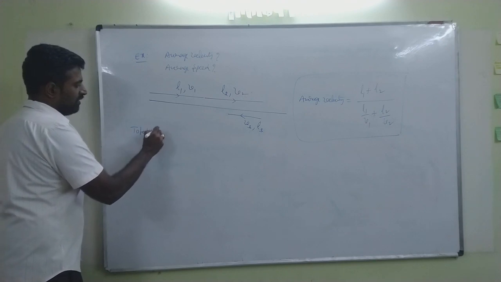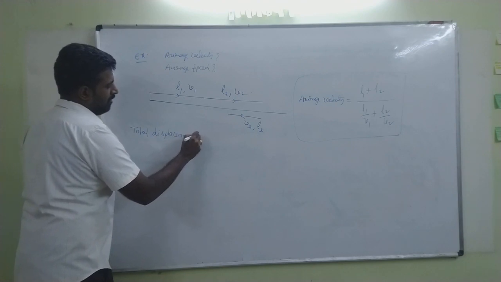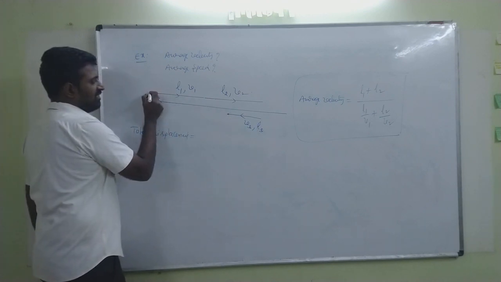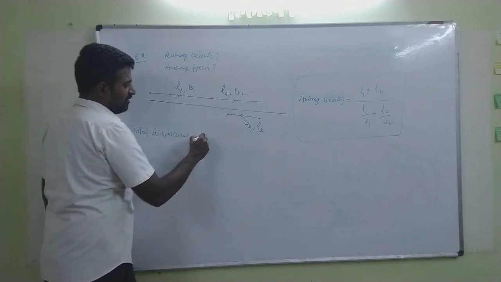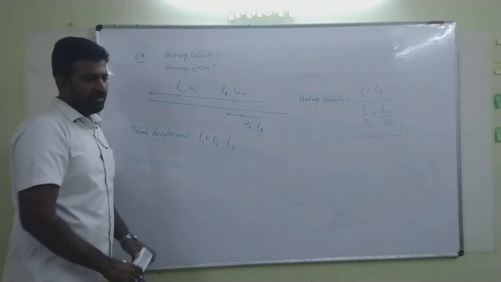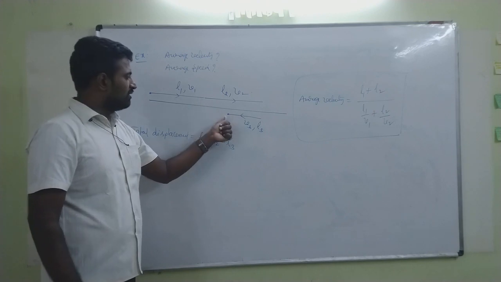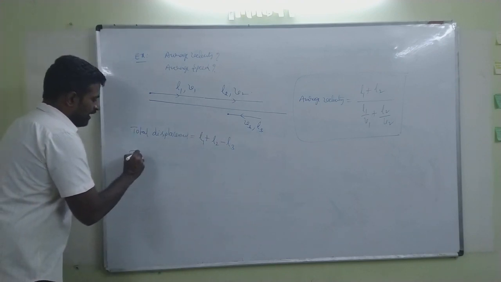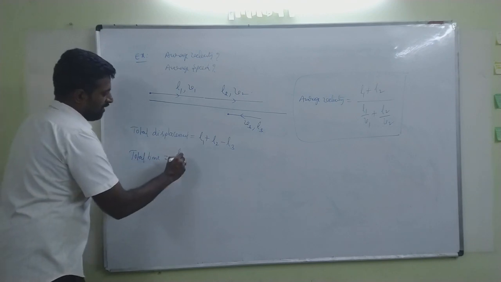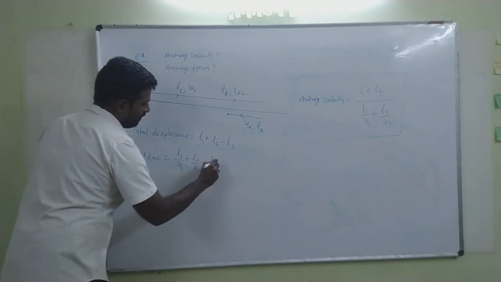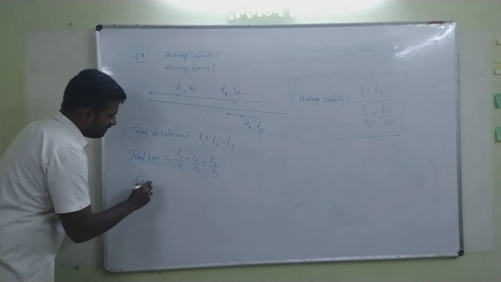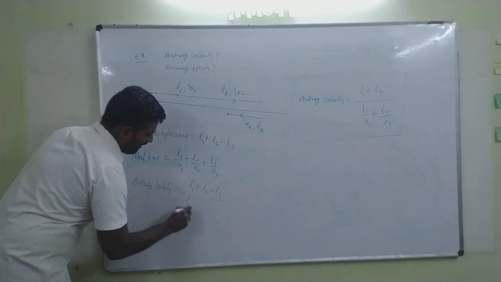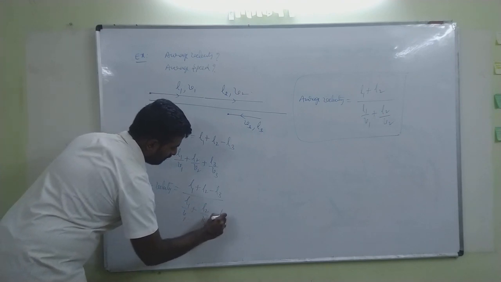To find out the average velocity, you need to find out total displacement. How much will be total displacement? L1 and L2 are in forward direction, L3 is in backward direction. Final position minus initial position will give you displacement, which will be L1 plus L2 minus L3. Why minus L3? It has traveled back, isn't it? Total time will be equal to L1 by V1 plus L2 by V2 plus L3 by V3. Then the average velocity will be equal to total displacement L1 plus L2 minus L3 divided by L1 by V1 plus L2 by V2 plus L3 by V3.